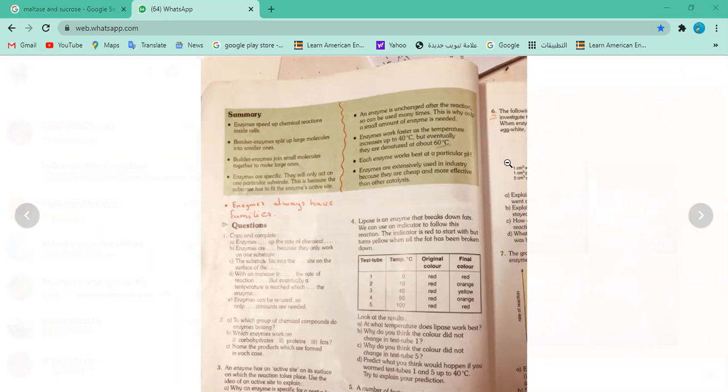Yes, Sabiha? Sir, I have a question. Enzymes are proteins, right? So does our body just make enzymes, or do they come from our food, the proteins we eat? No, no, actually, this is a very good question.